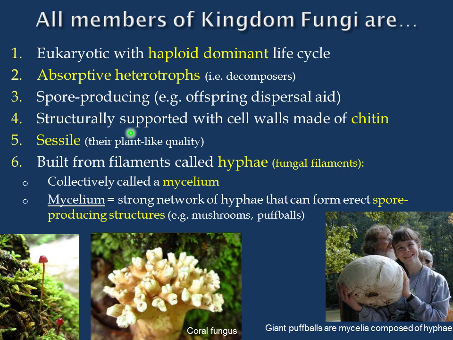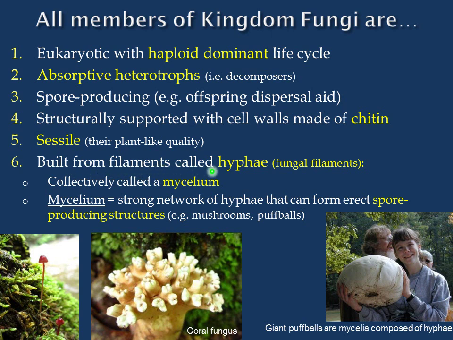Four, they're structurally supported with cell walls made of chitin. It is essential to understand the difference between cellulose and chitin. We'll get into that a little later. Five, they're sessile. So they have a plant-like quality. They don't move around much. They rely on other means of transporting their spores around.